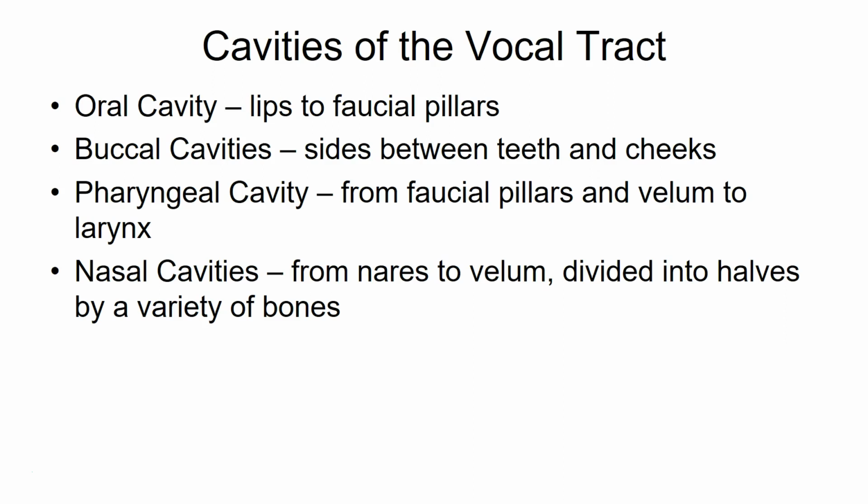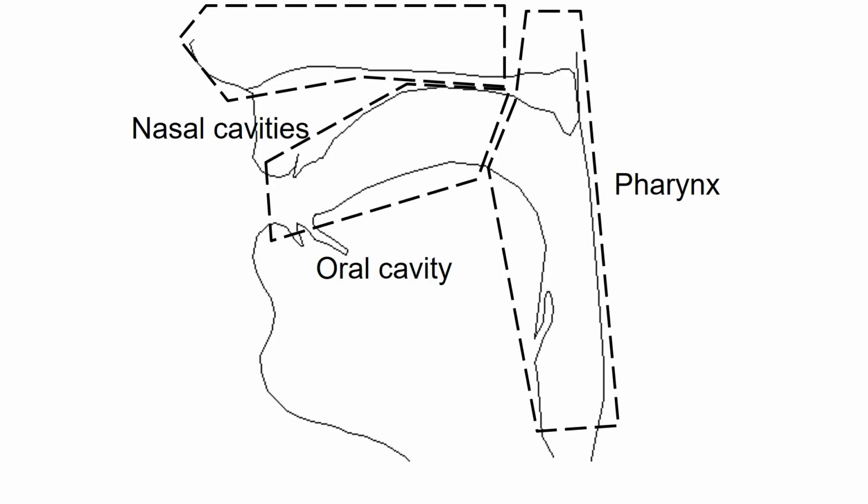And the nasal cavities, there are left and right nasal cavities that are divided in half by a variety of bones. Here is a graphical representation of nasal, oral, and pharyngeal cavities, where I was a little bit careful to indicate that dividing line between the pharynx part of the cavity and the nasal or oral part of the cavity.